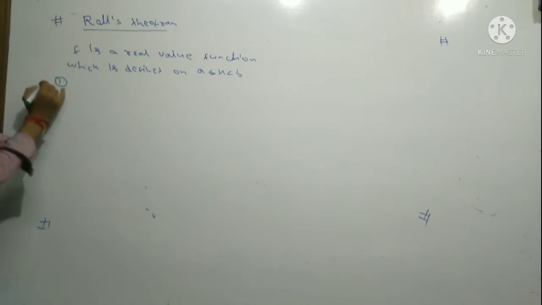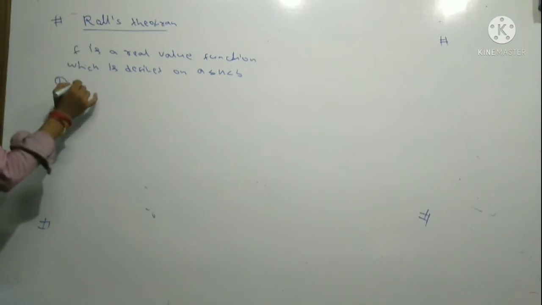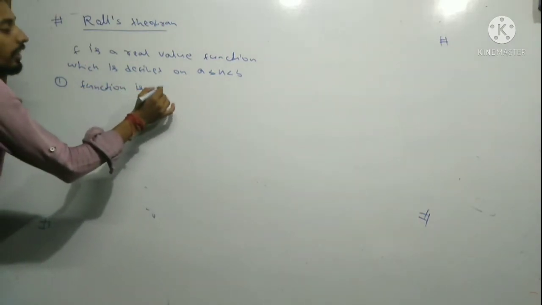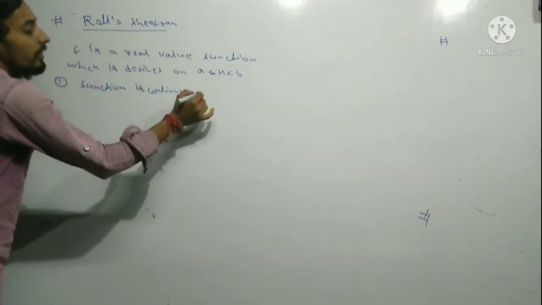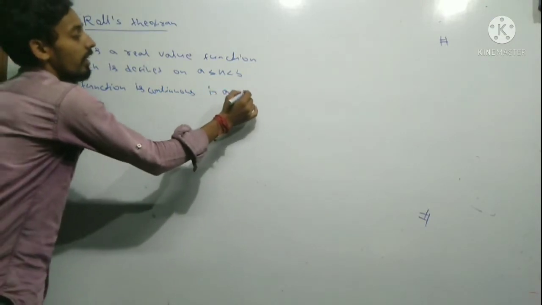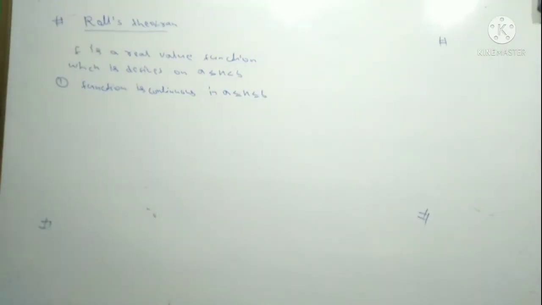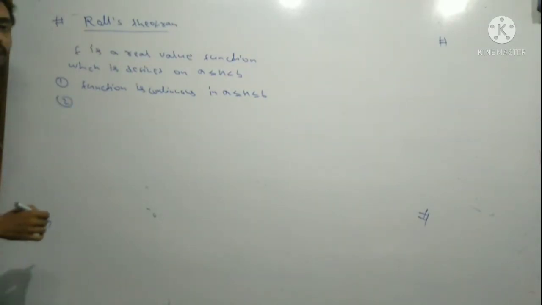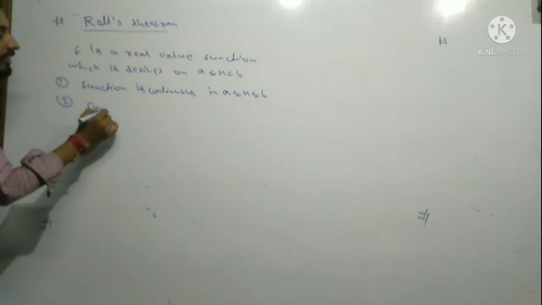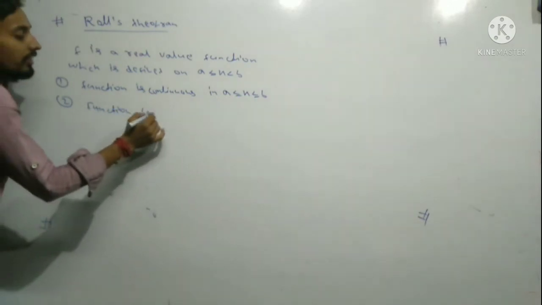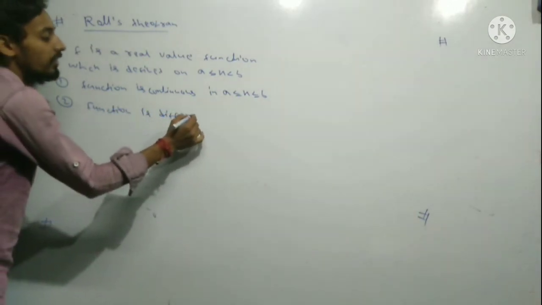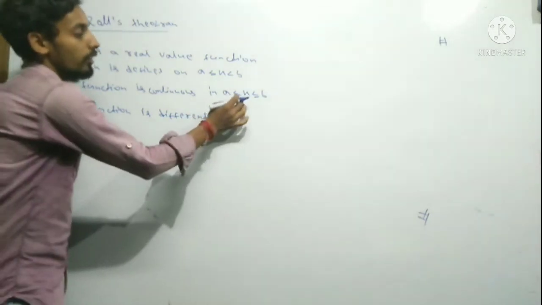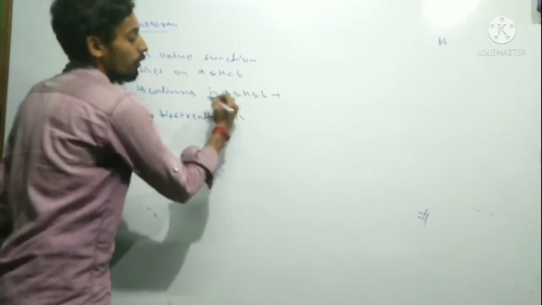What is the first condition? The first condition is that the function is continuous in a to b. And what is the second condition? The second condition is that the function is differentiable in the open interval. What do you mean by that?